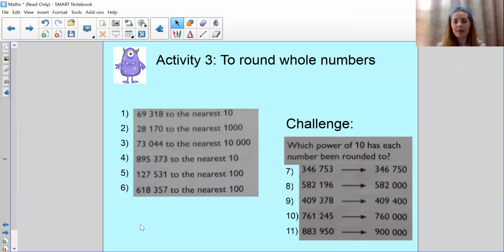So I would like you now to have a go at these sums. If you can pause your video now and then have a go and see how you do. Good luck.